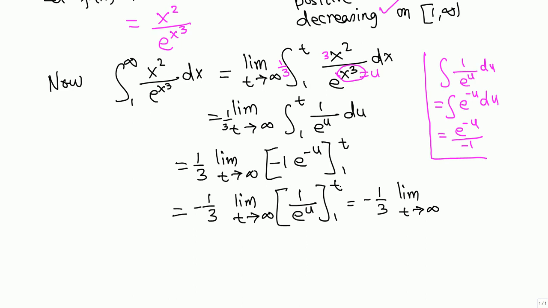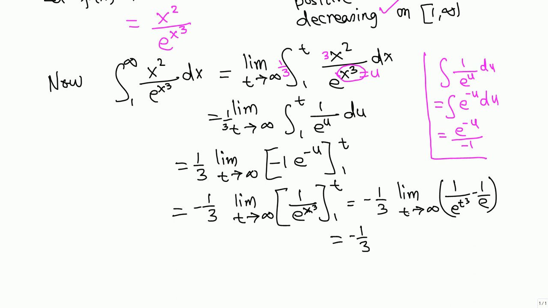Negative 1/3 all the way outside, limit as t goes to infinity. Let's replace u by t. By the way, what is u? u is x cubed. Let's replace u by x cubed. So 1 over e raised to t cubed, that's the upper limit, minus the lower limit, replace x by 1. So 1 over e to the 1 cubed is 1, so 1 over e, which is a finite number.